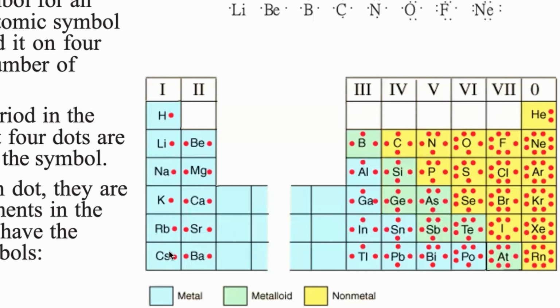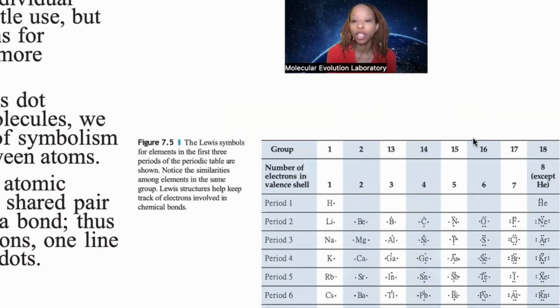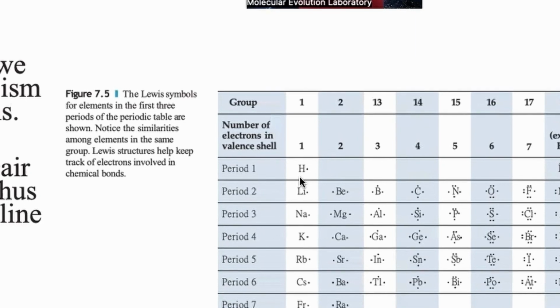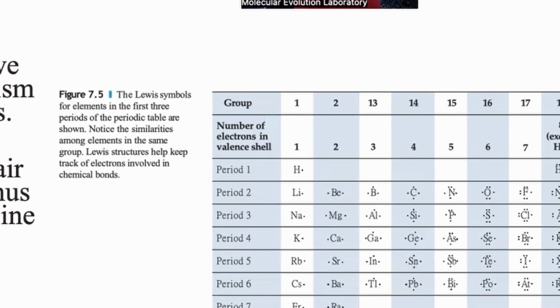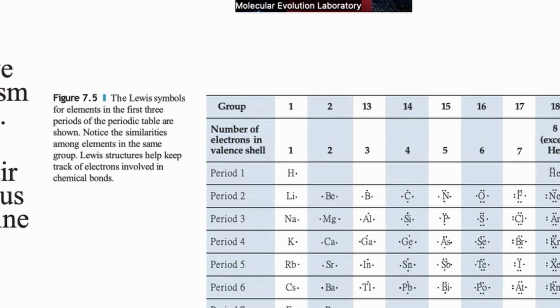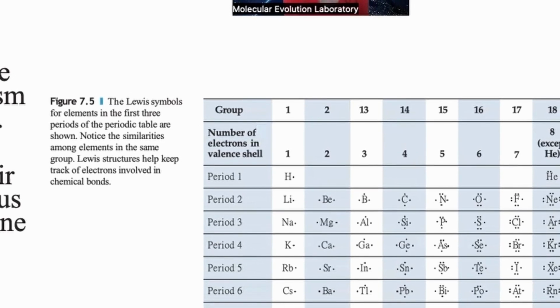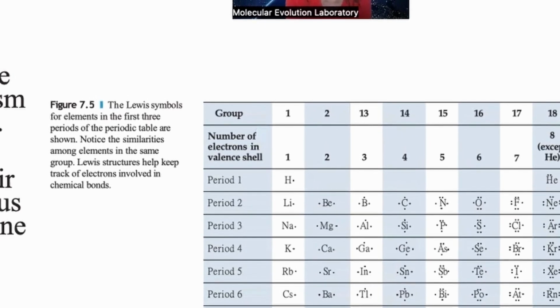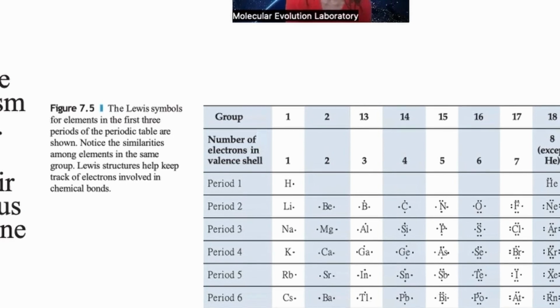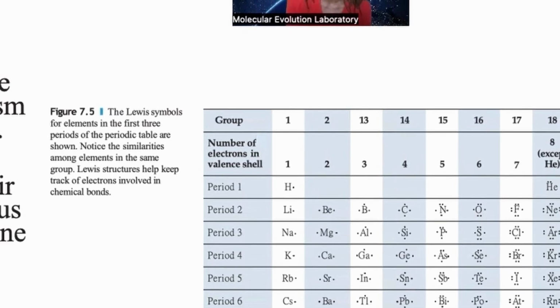And again, these are the metals, the metalloids, and the nonmetals. When you do the Lewis structure to identify individual atoms, it's not so significant, but where it's significant is to identify molecules or to pair molecules. So when we draw a dot representation of molecules, we add one more level of symbolism to denote bonds between atoms.